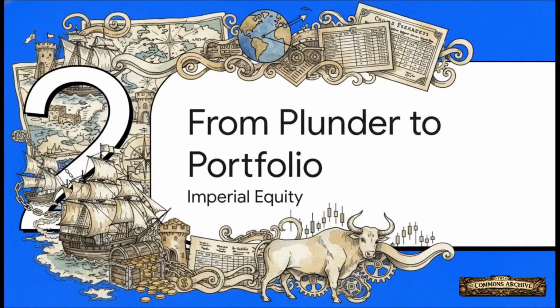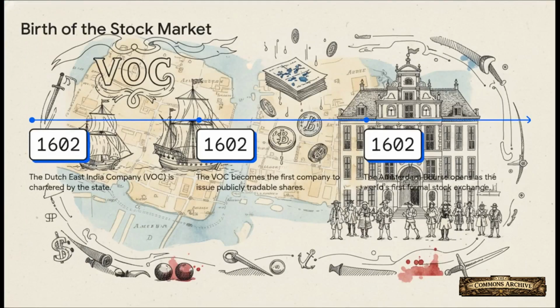Okay, so we've seen the theory and its big omission. Now let's see how that played out in the real world. We're going to look at the practical invention that turned imperial conquest into a financial product, and in doing so, created the modern stock market. Let's go back in time.